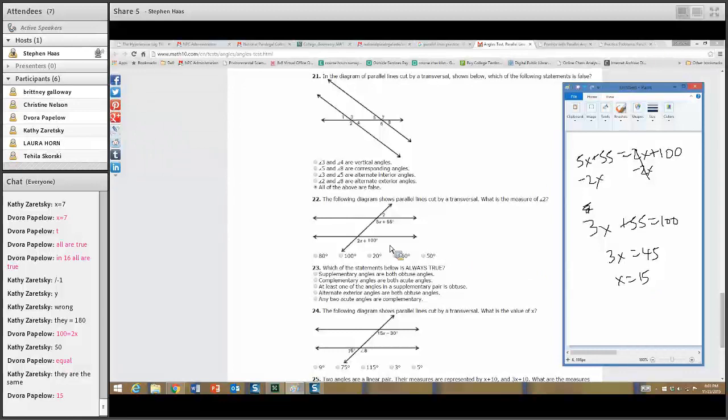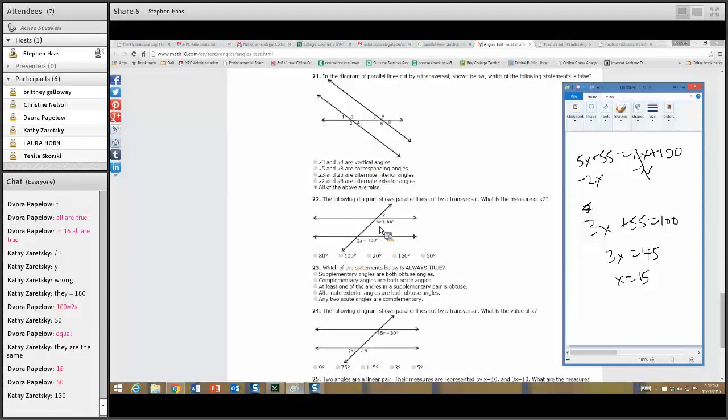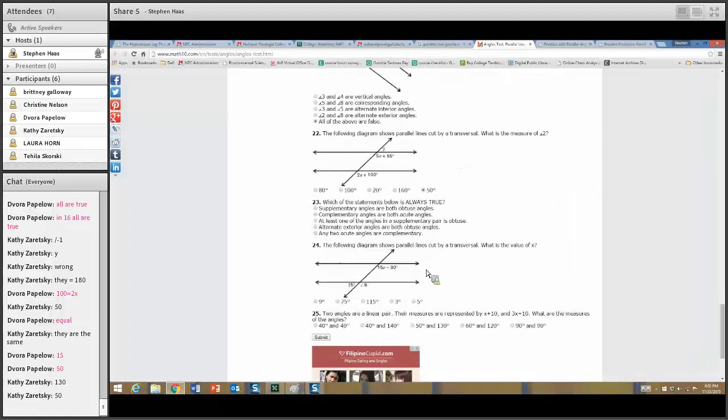5x plus 55 is... One second. All right, 2x plus 100 is 130. Yeah, 5x is 75. 75 plus 55 is 130. Okay, good. So those two are 130, which means that angle 2 is supplementary, so angle 2 has to be 50.